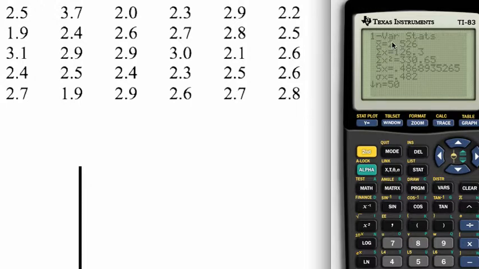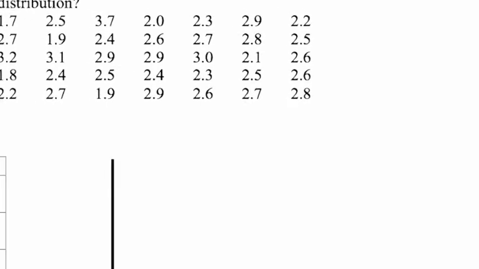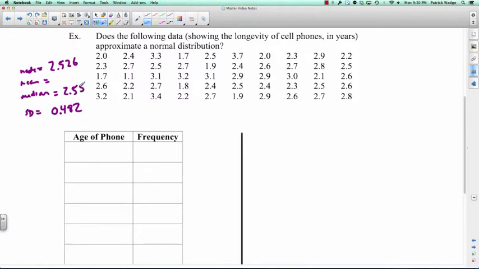First of all, it tells us that the mean is approximately 2.526. The standard deviation is right here, 0.482. N is 50, so there are 50 different data points here. That's good to know. The minimum is 1.1, the median is 2.55, and the max is 3.7. It looks like I wrote this in the wrong spot. That was actually the mean.